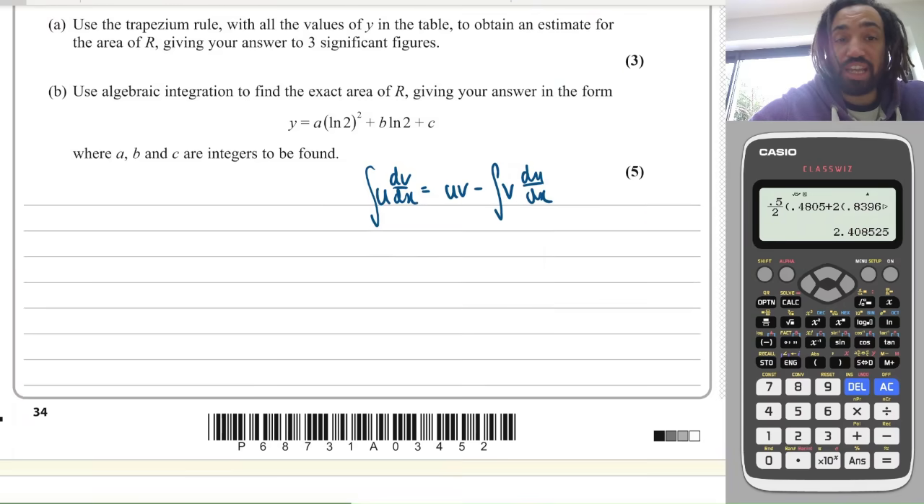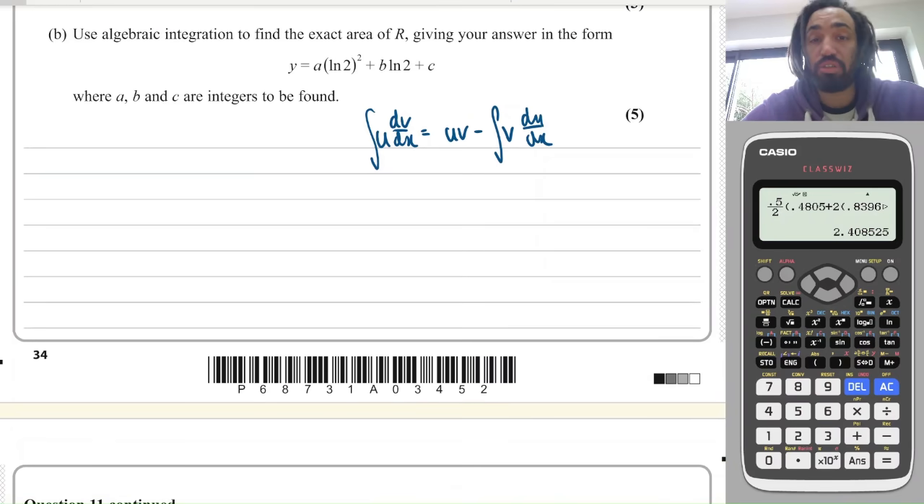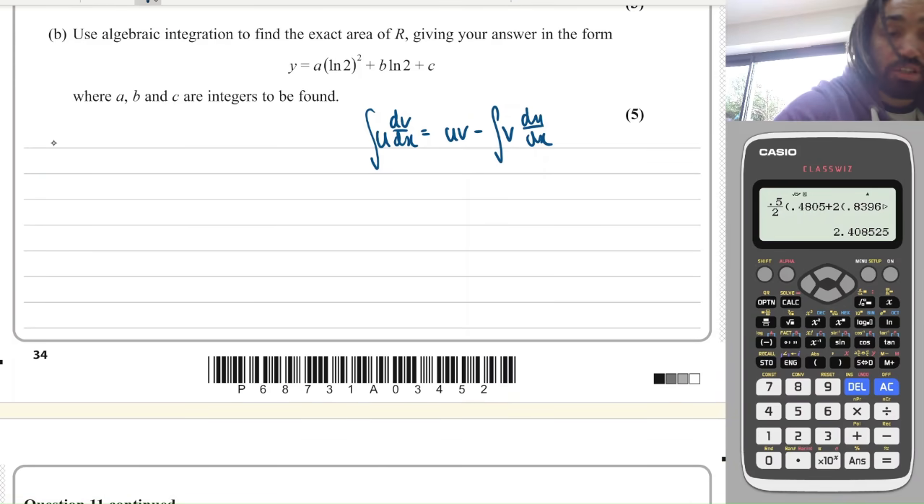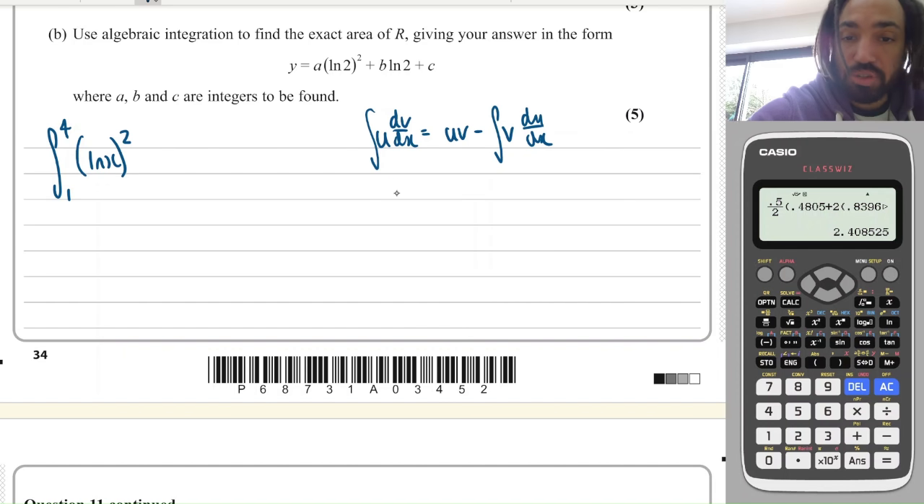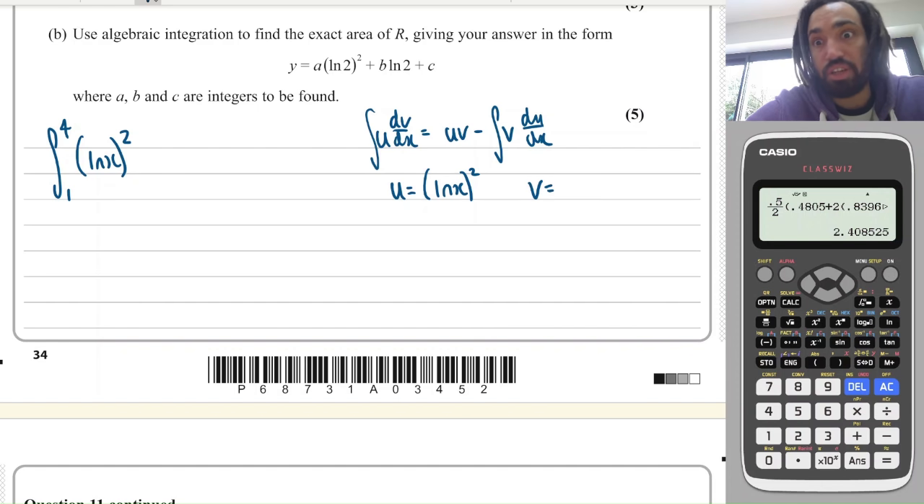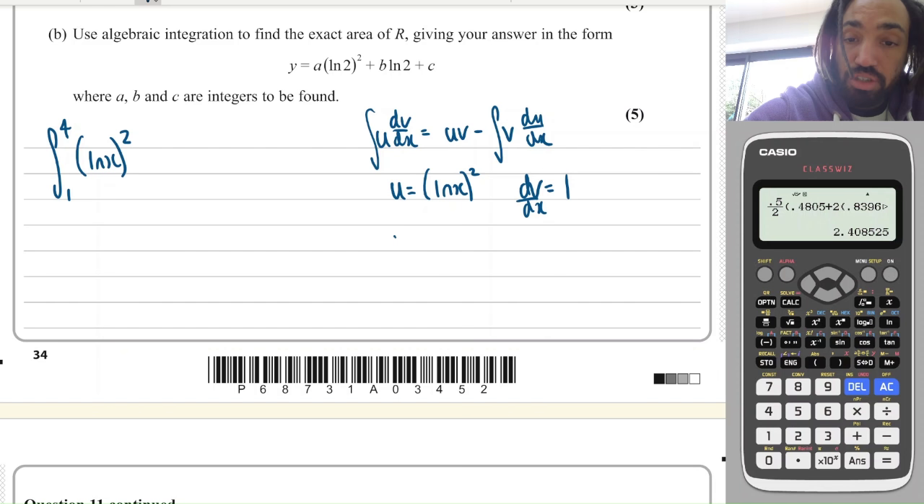Next part asks us to integrate this function. So we're going to have to use integration by parts whenever you're integrating a ln function. So I'm integrating ln of x squared between 4 and 2. Now the way that we do this is we select u always to equal the ln part, because that's the part we're going to differentiate, and differentiating lns is easier than integrating. And the dv part, we're going to use just 1.